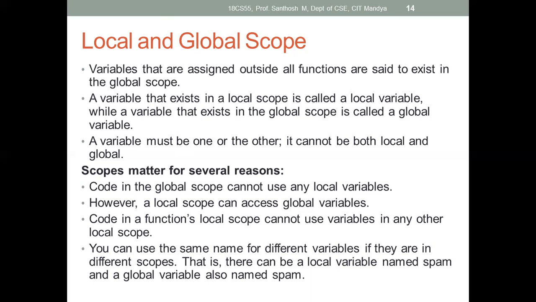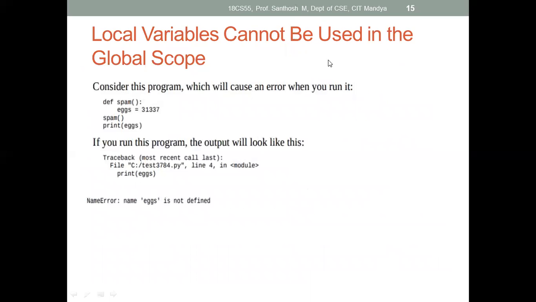See that example. Local variables cannot be used in the global scope. For that they are showing one example. Here they defined one function called spam. Def spam, then x is equal to 31337, and then they call the function. When they call this function, it will return nothing. After that it will print x. If you call print x like this, it will not print, it will show an error. Why? Because in spam, this x is a locally defined variable.